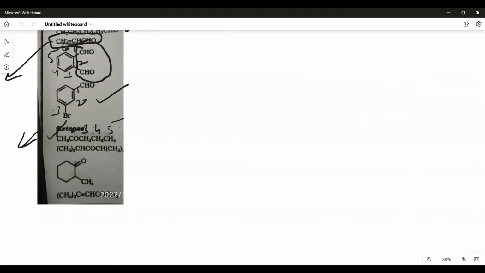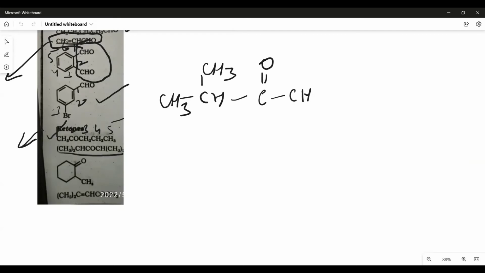Now see, in this compound what will happen? First of all, write down the structure formula for this compound. CH3 whole twice means the CH3 will be present at the carbon atom like this. Then there will be C double bond O. You have to see the molecule, and accordingly, you have to write down the structural formula.